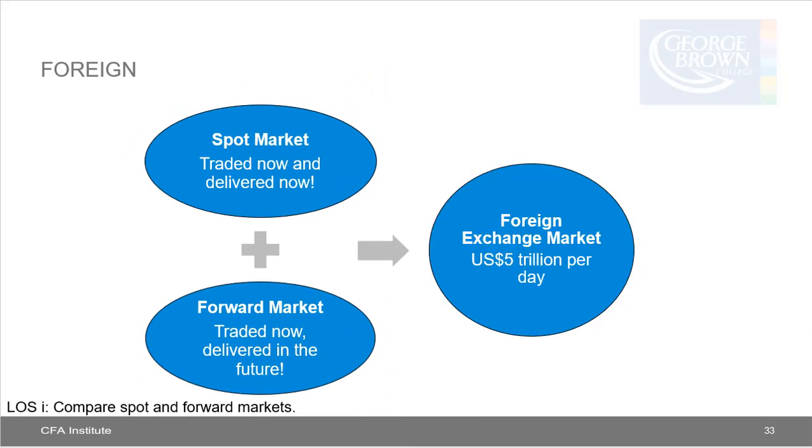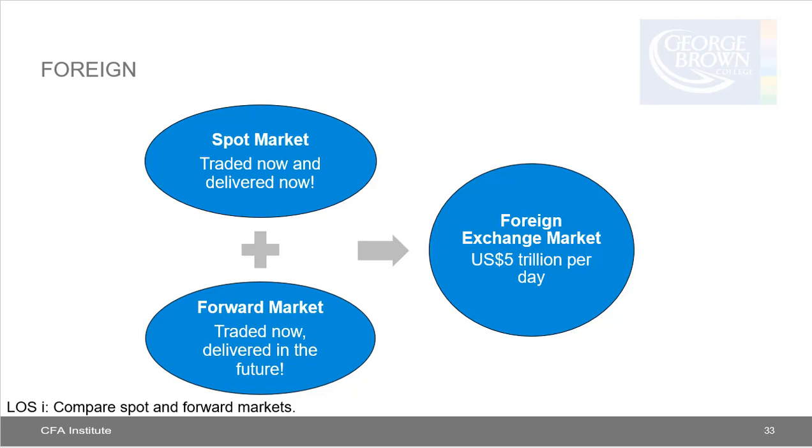So we're down to the final learning outcome statement, and it's learning outcome statement I, which is compare spot and forward markets. The foreign exchange market is where currencies are traded. It's a very active and liquid market with an average of $5 trillion traded every single day. It's a decentralized network that is highly integrated via information and computer technology.